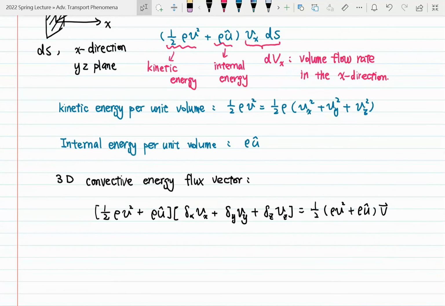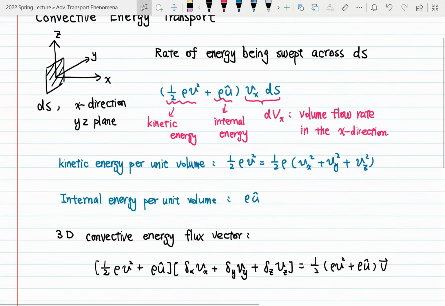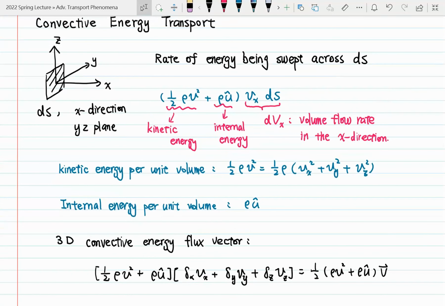Okay, so basically the convective energy transport here is saying that if you have a volumetric flow rate of fluid flowing across some direction, the fluid itself will contain kinetic and internal energy, and that is also going through that control area. What's being carried with the fluid is considered a convective transport mechanism.